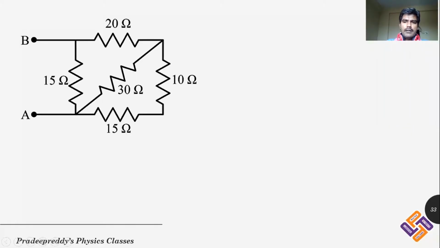Students, in the past video lectures, we have discussed combination of resistors, and in this video session, we will be solving a few more numerical problems based on combination of resistors, connecting resistors in series and parallel. Now, in the problem which is seen, you are supposed to find out the equivalent resistance between A and B.